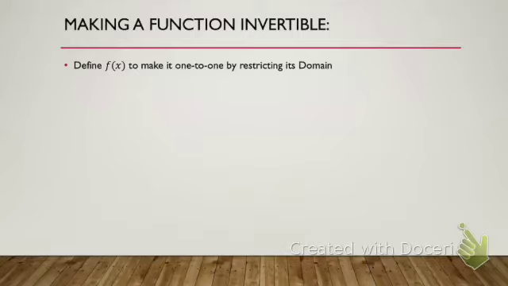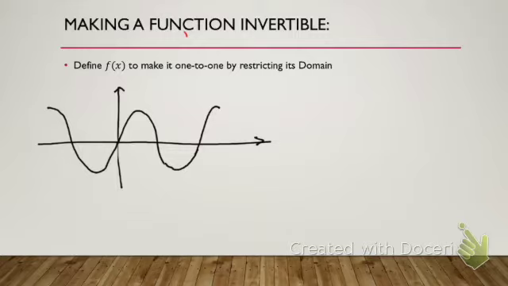Well, then let's ask ourselves a deeper question. If that's the case, does that mean that only one-to-one functions are invertible? Well, the answer is both yes and no. Yes, if you do not restrict the domain, then only one-to-one functions can have an inverse. On the other hand, if we are allowed to restrict the domain of a function, then sometimes we can make an otherwise non-invertible function invertible. So let's take a look.